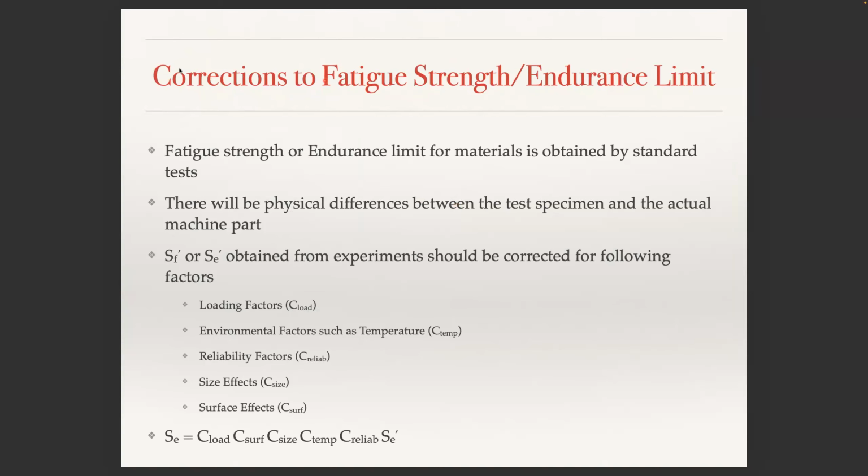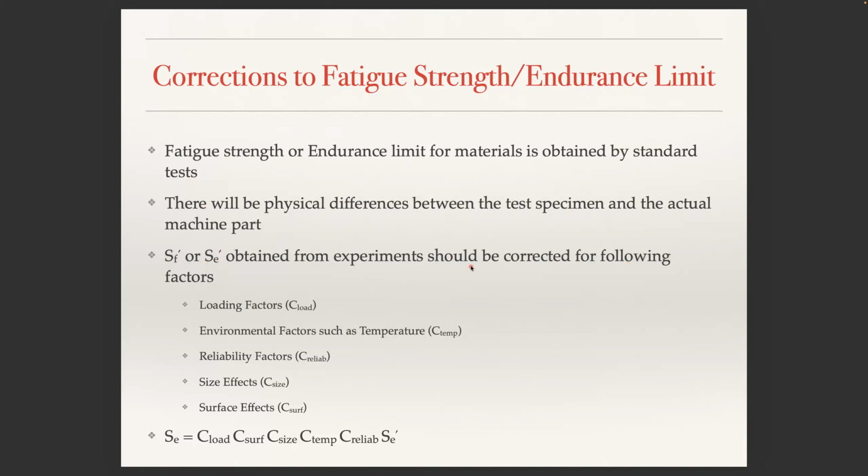So we are now going to talk about corrections to fatigue strength or endurance limit. The fatigue strength or endurance limit for materials is obtained by standard tests like the rotating beam bending test. However, there will be physical differences between the test specimen and the actual machine part. So the Se dash, which we call the uncorrected endurance strength, is obtained from experiments, and that is why there is a dash here. You need to correct it. Now let us look at it.